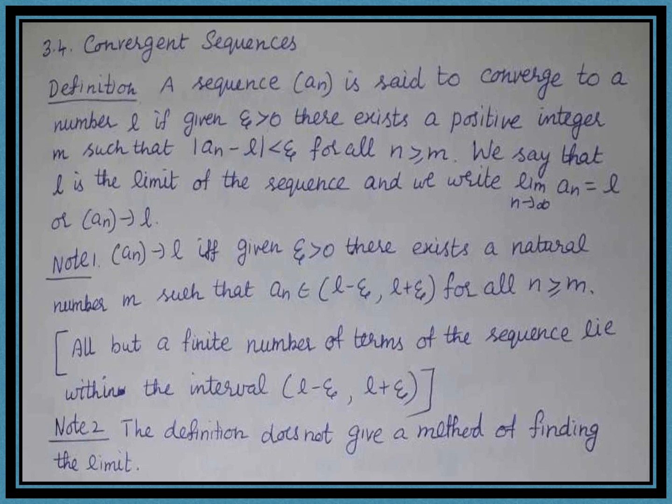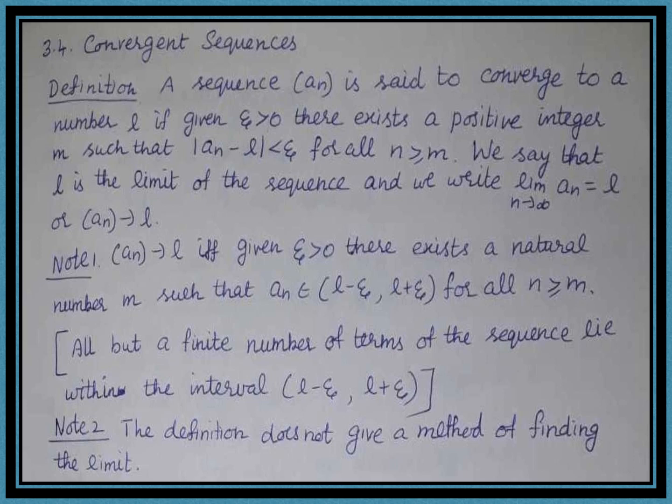So we can write this as, if L is going to be the limit and epsilon is going to be that small variation, if we take the interval L minus epsilon and L plus epsilon, after neglecting the initial m terms, all the terms lie in the interval (L minus epsilon, L plus epsilon), we can say sequence an is converging to L. So the note says sequence an converges to L if and only if, given epsilon greater than 0, there exists a natural number m such that an belongs to (L minus epsilon, L plus epsilon) for all n greater than or equal to m.